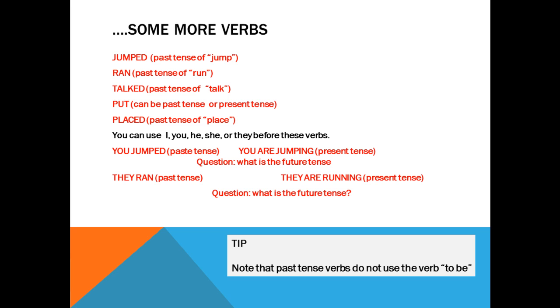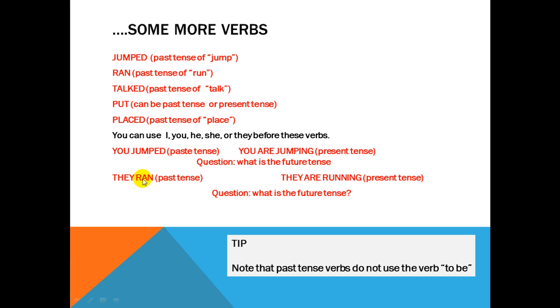Placed, which is the past tense of place. And as I mentioned, you can use I, you, he, she, or they before these verbs. So you jumped, past tense. You are jumping, the present tense. Remember the verb to be, back on the previous part of the lesson. Question to you. Answer this. What is the future tense of you? Hopefully you said you will jump, because that is the future tense of the verb to jump.